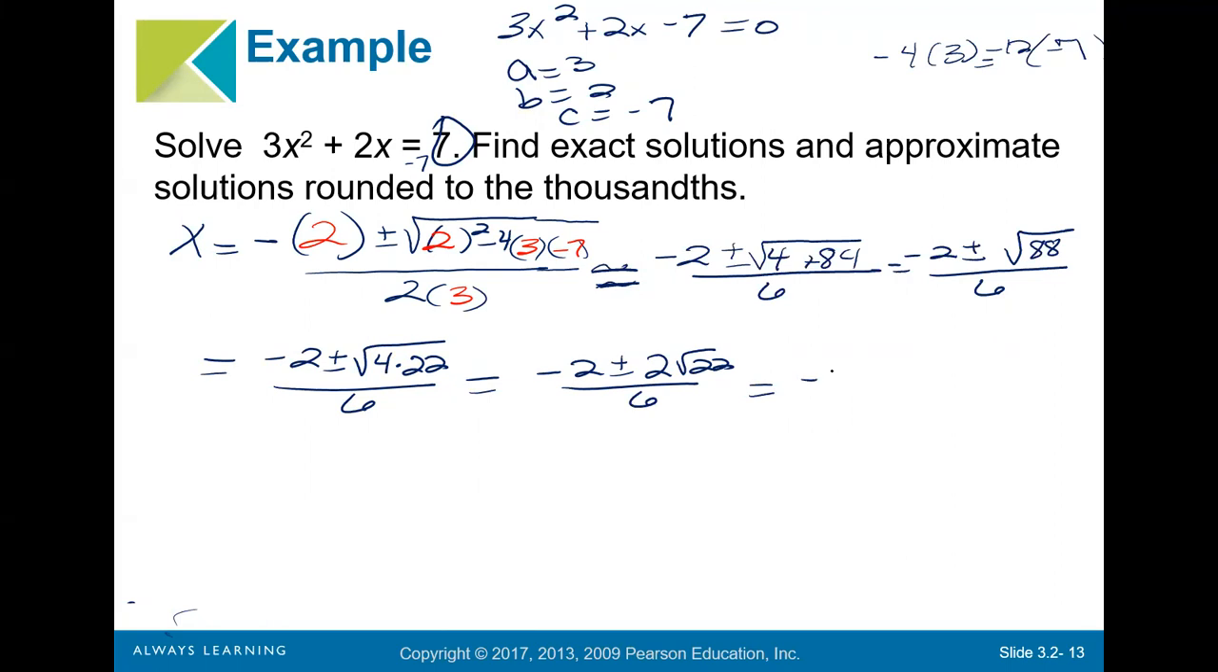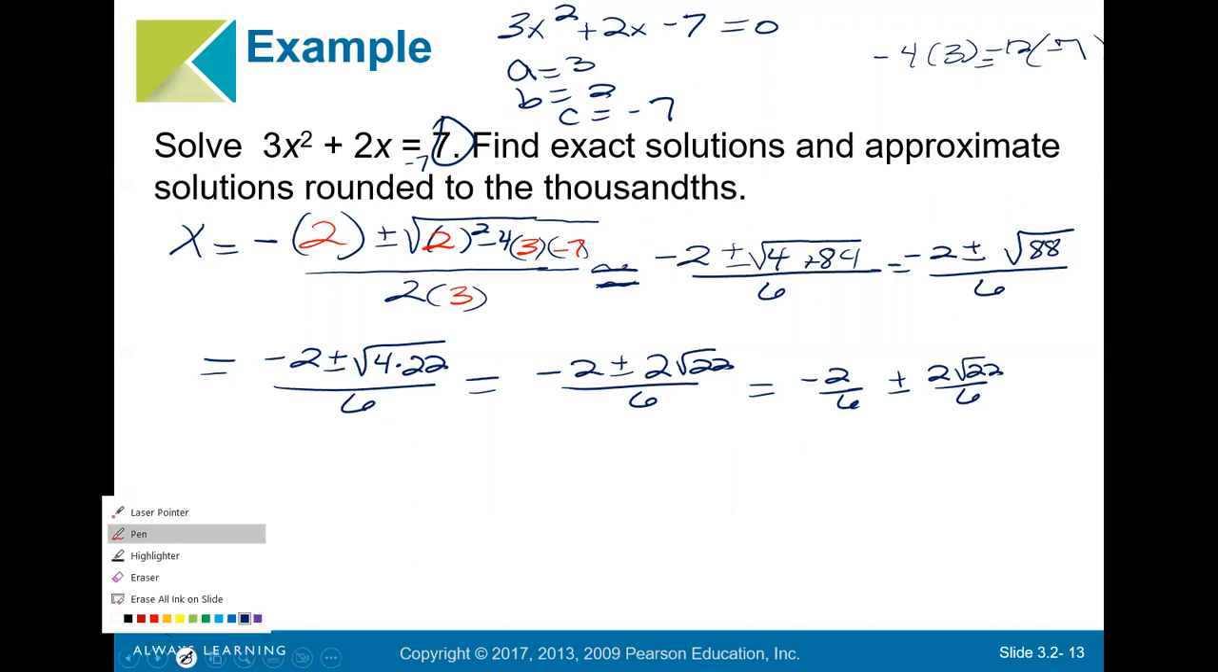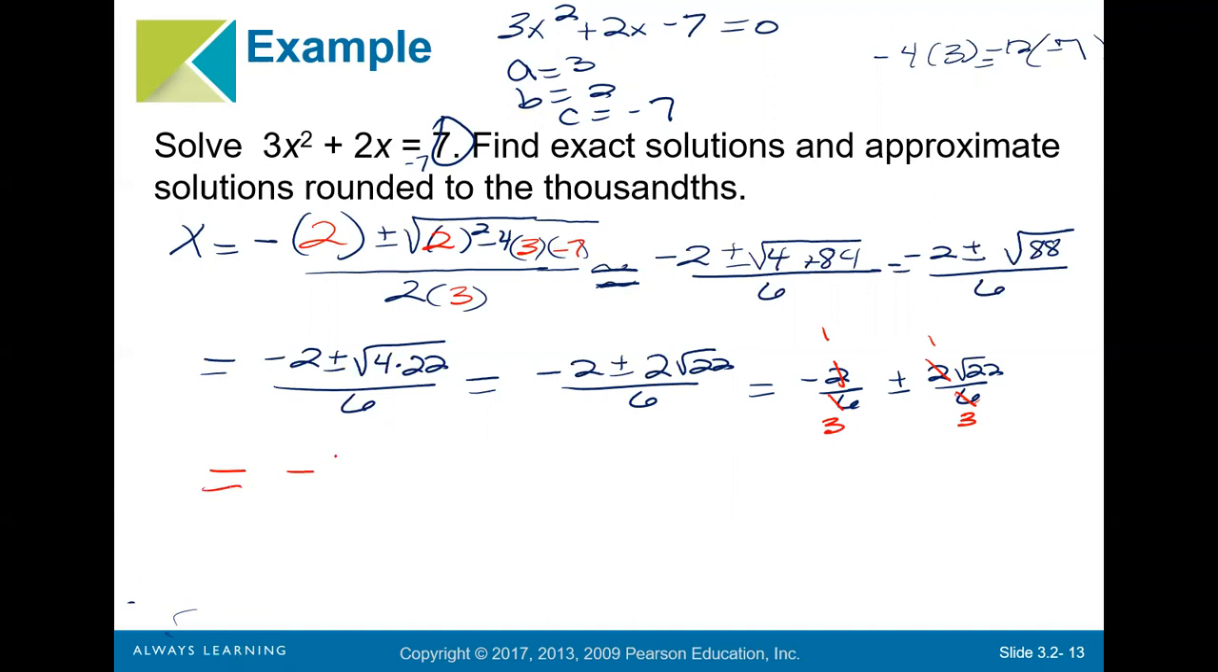Now I'm going to rewrite it. I got -2 divided by 6 plus or minus 2 square root of 22 divided by 6. Now I'm going to divide this because it will reduce, right? I see that 2 goes into itself once and goes into 6 3 times. Now what do I have? My exact answer is going to be -1/3 plus or minus square root 22 over 3. That 3 will not factor into the root. Remember, it's only going to be the coefficient. So this is my exact.